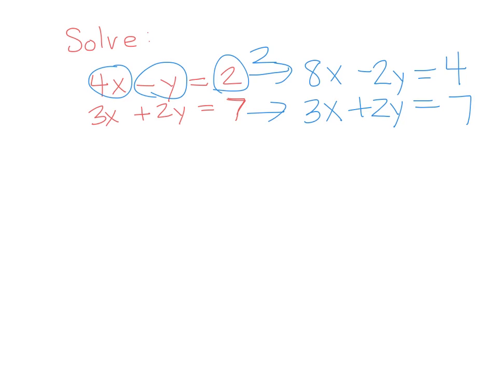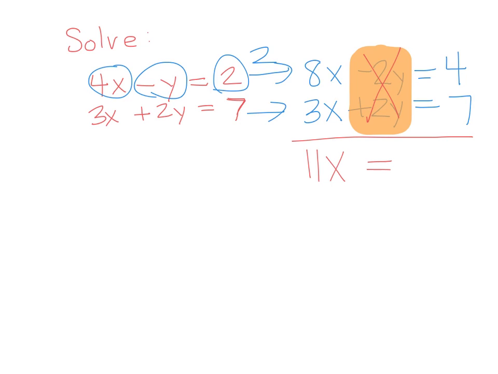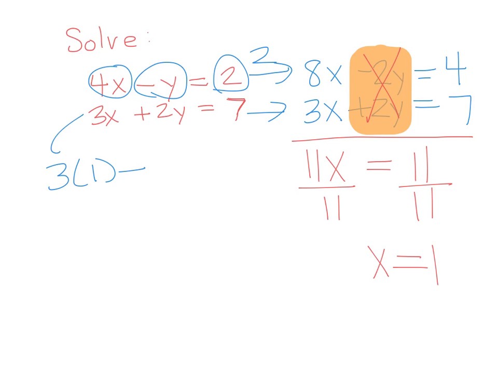And now when you look at it, you should notice that you've created two opposite terms, a positive 2y and a negative 2y. And that's good because when you add the two equations together, those y's will cancel. And you'll be left with 11x equals 11. And you can divide each side by 11, so you know your x will be 1. And then pick one of the equations. I'm just going to pick the one on the bottom. Substitute the 1 in for the x, and you will be able to solve for your y.